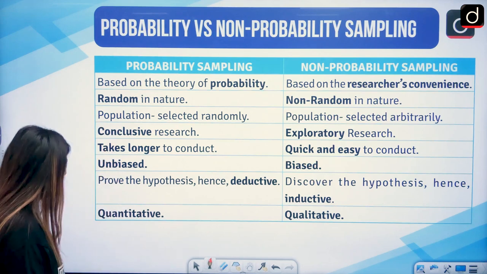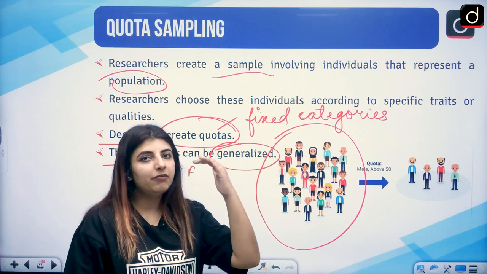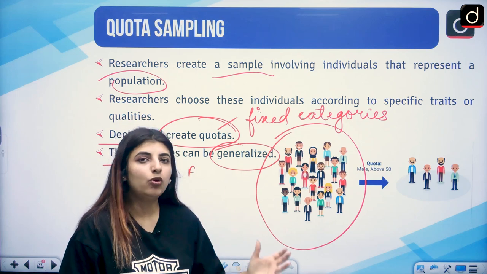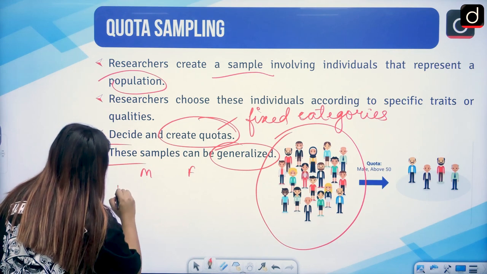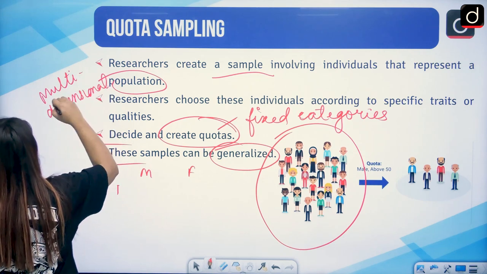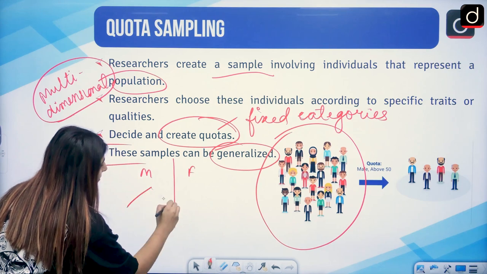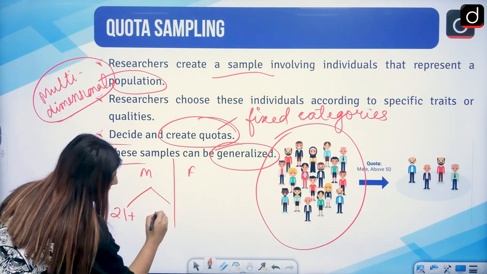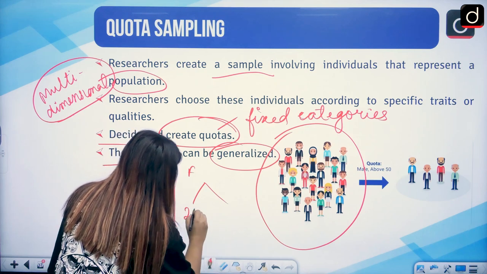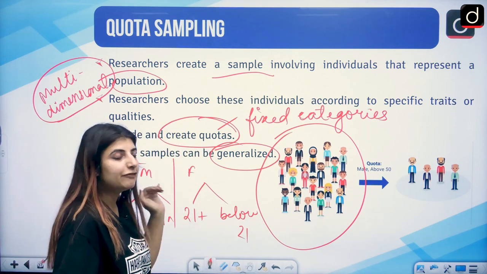Now, one thing I want you all to note down in quota sampling as well is that even quota sampling can be divided into further groups. Cluster may be divided; we know that it is known as multi-stage sampling. Quota sampling is also known as multi-dimensional, whereas cluster is known as multi-stage, right? So let's just say I want to gather the data on males and females, but of course I can further divide the males into 21 plus and 21 below. Of course in females as well I can do the same, 21 plus and below 21. So it is getting divided further, right?